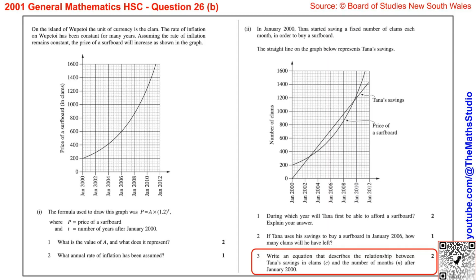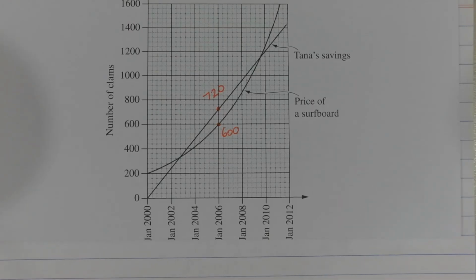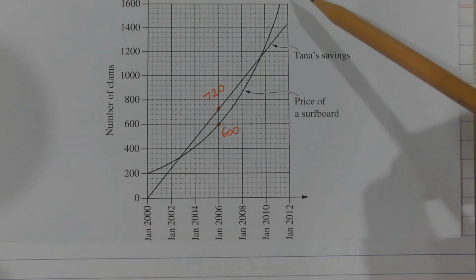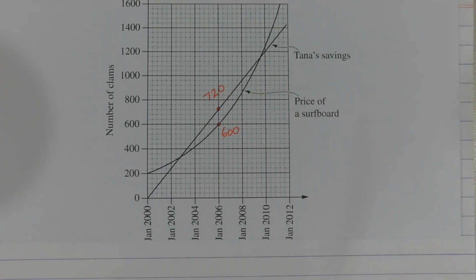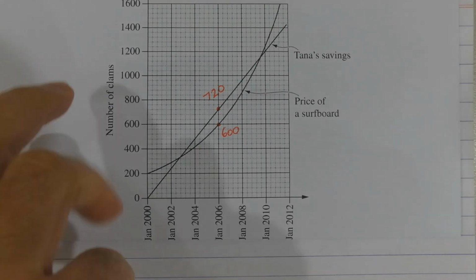3. Write an equation that describes the relationship between Tana's savings in clams, C, and the number of months, N, after January 2000. From the previous part, we can see that Tana saves 720 clams over a period of 6 years, starting from January 2000 to January 2006. So the gradient of the line is of importance here, and the gradient of the line gives us the number of clams Tana saves per year.